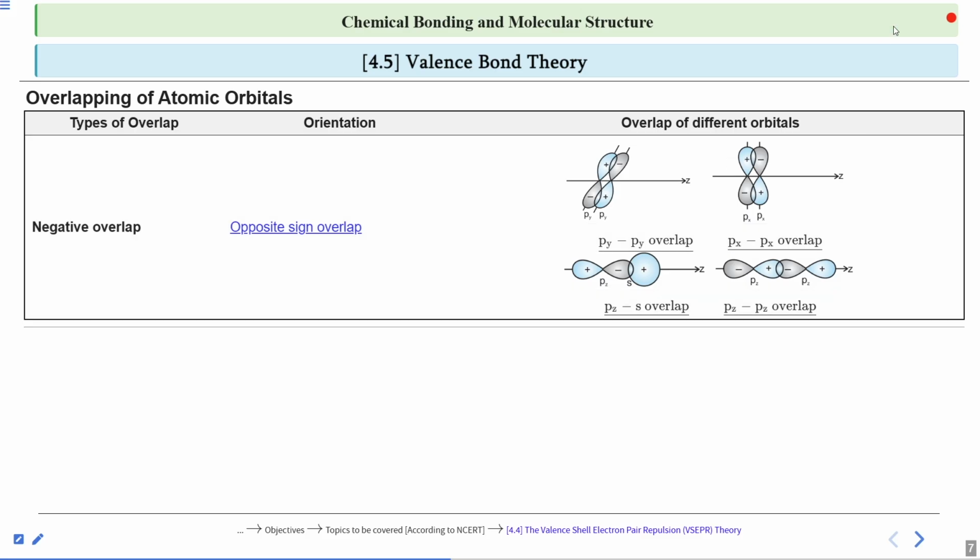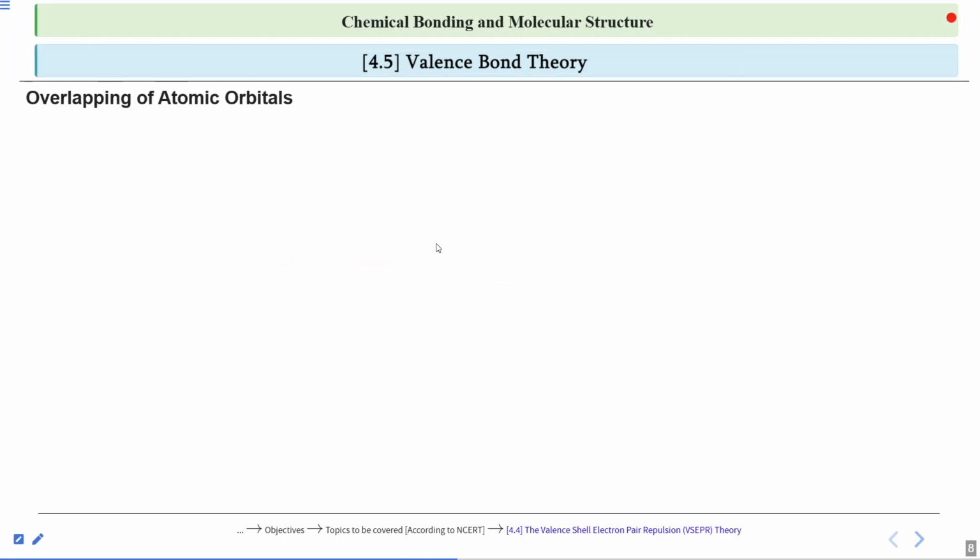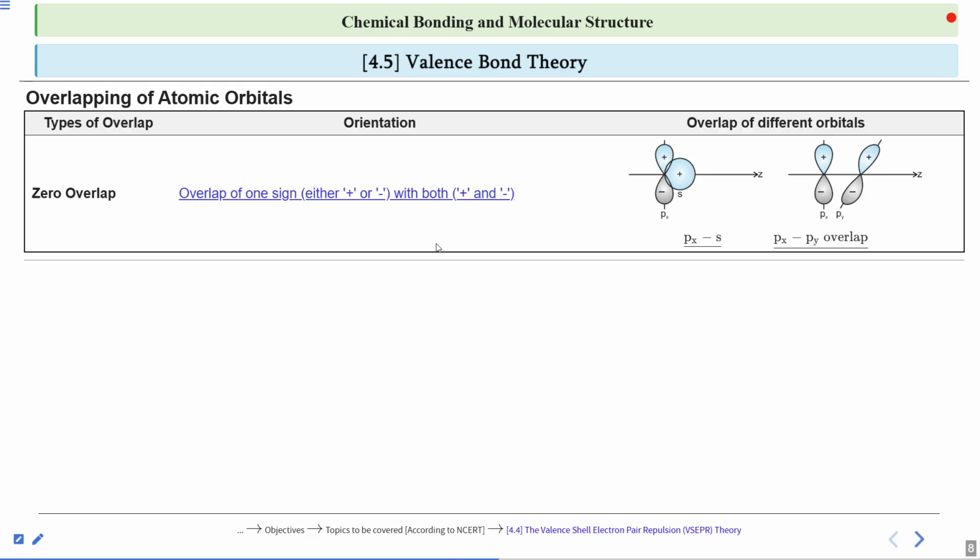Now moving on to the next kind of overlap. That next kind of overlap is zero overlap. Now, what is the meaning of this zero overlap? If you look at the diagram here, you can clearly see that a positive wave function of the s orbital is combining with the negative wave function of p orbital. What will happen as a result? It will result in a zero overlap.